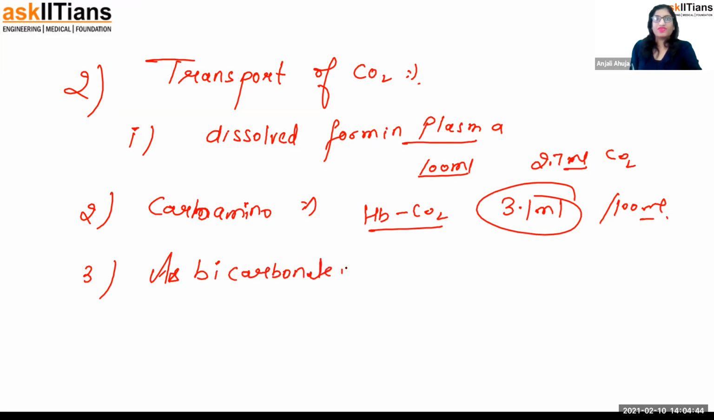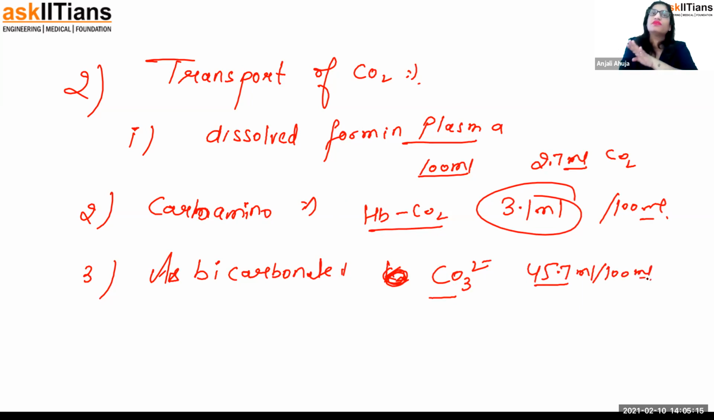Bicarbonate is the maximum because hydrogen ions are present in the blood. They make a complex with carbon dioxide and form carbonic acid, H2CO3. So the bicarbonate ion is this. They also maintain the pH of the blood that way. This is a very functional one, very soluble, nearby 45.7 ml of carbon dioxide moving through 100 ml of blood. So that is how they are moving.